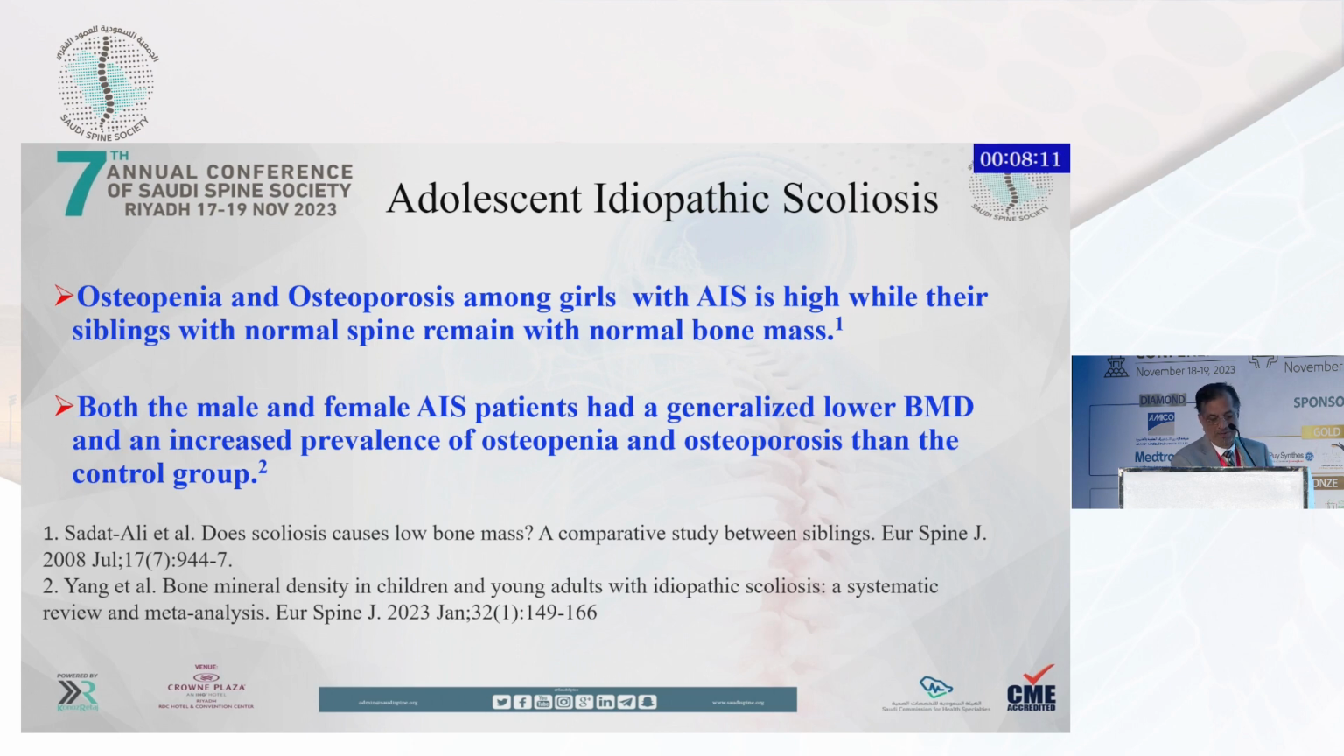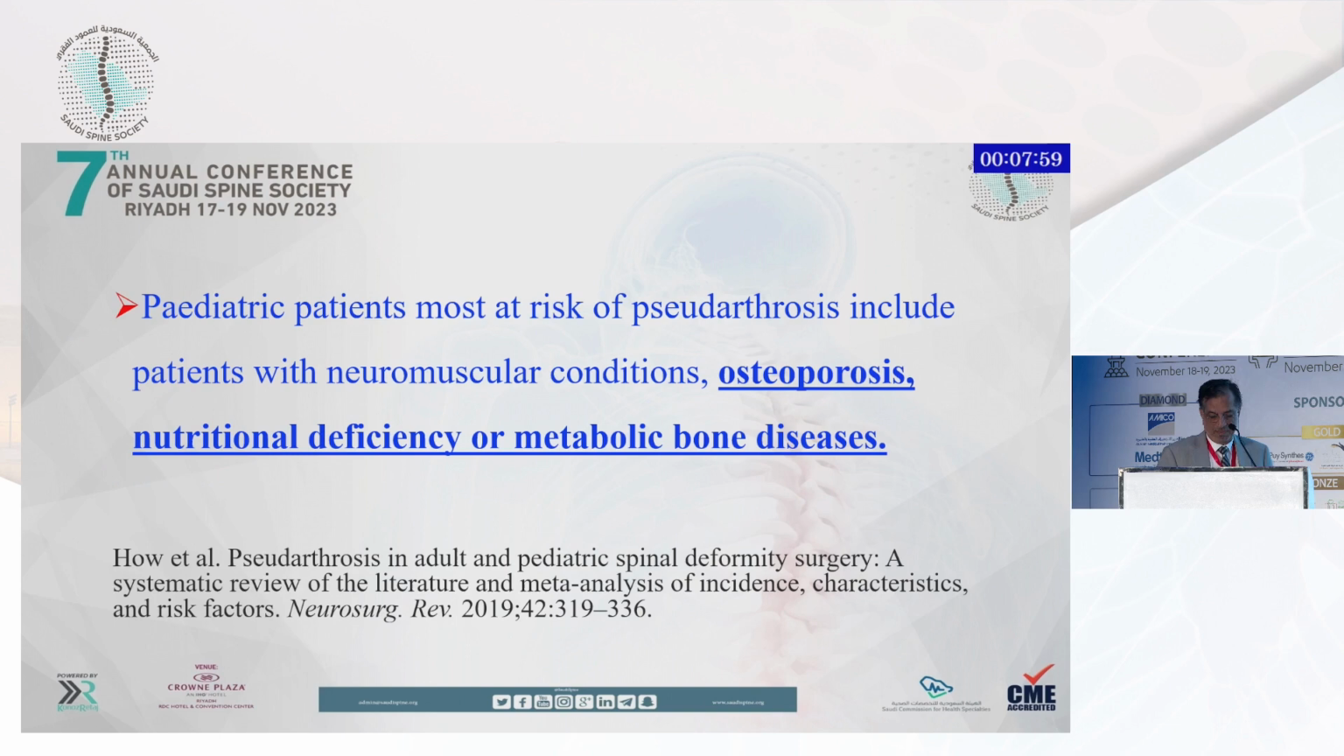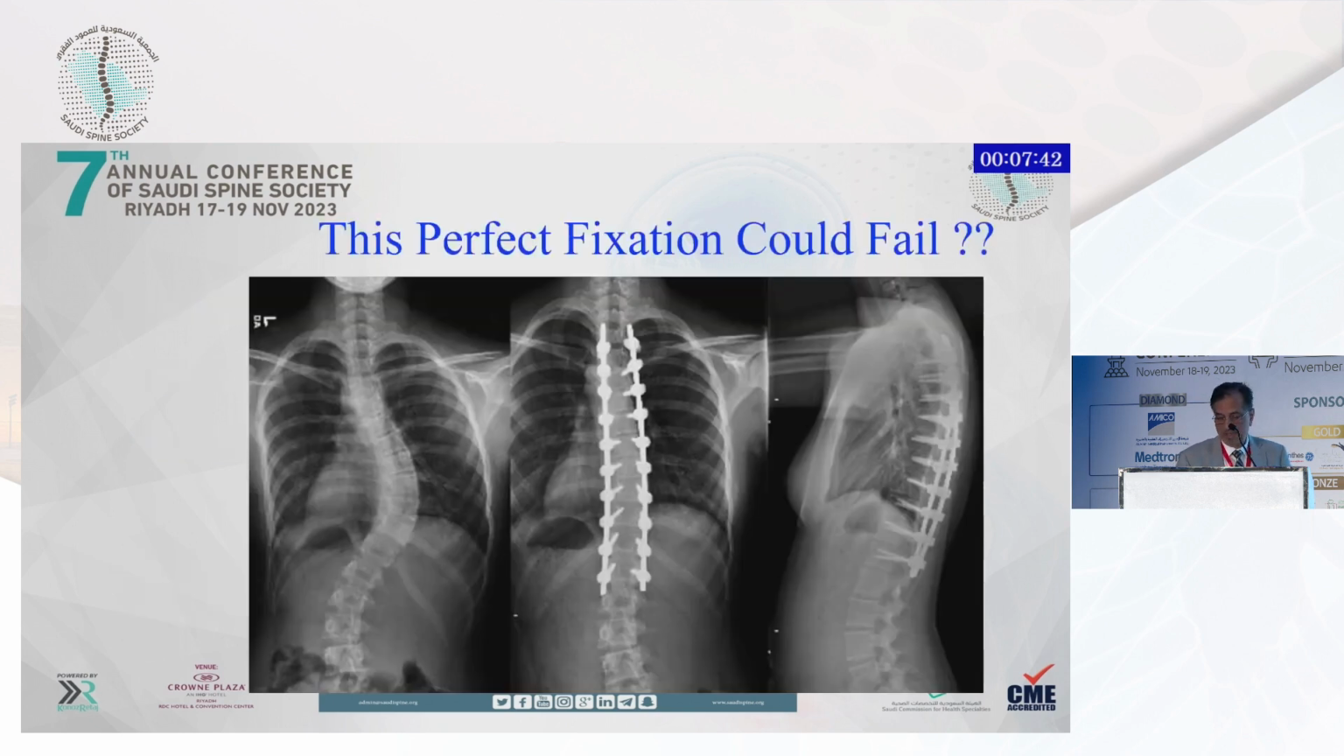Now, the last study, which came in 2023, published in European Spine Journal, supports our old view of 2008 that osteoporosis is common. Another one which came in Neurosurgery Reviews in 2019 suggested that pediatric patients going for surgery, for scoliosis particularly, are at risk for pseudoarthrosis if they have osteoporosis, nutrition deficiency, or metabolic bone diseases. Now, this could be a perfect fixation, but if a patient has osteoporosis or osteopenia or vitamin D deficiency, then this could fail very easily.